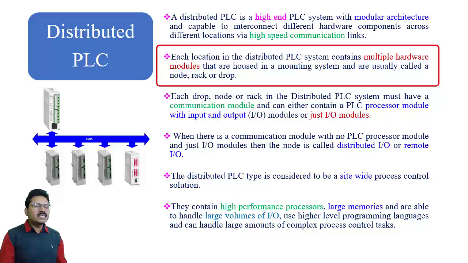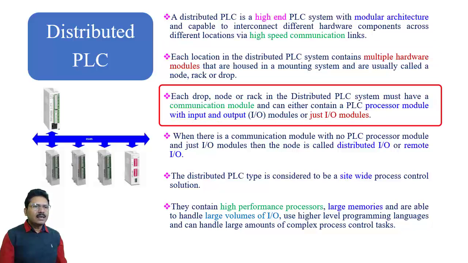Each location in the distributed PLC system contains multiple hardware modules that are housed in a mounting system and are usually called a node, rack or drop. Each drop, node or rack in a distributed PLC system must have a communication module and can either contain a PLC processor module with input and output, or just input-output modules.